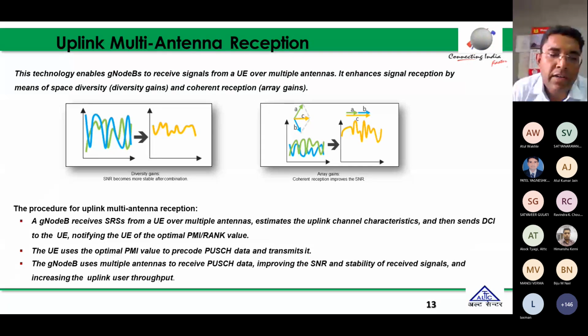Rank means the number of layers that is useful to the users. And after assigning the resource by the gNodeB, the UE actually uses the optimal PMI value, encodes the PUSCH data and transmits it. The UE transmits the data and then the gNodeB decodes the PUSCH data. These are the procedures in the uplink direction, how the uplink multi-antenna reception takes place.